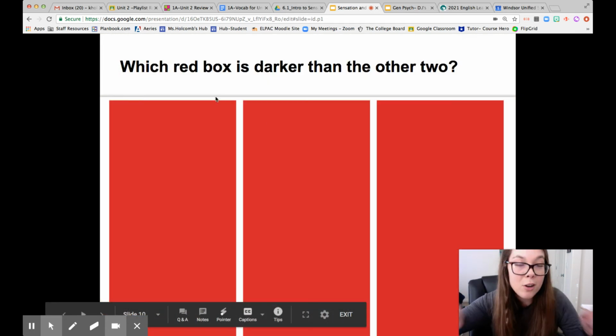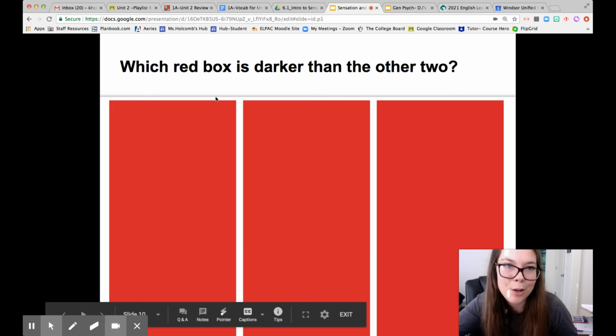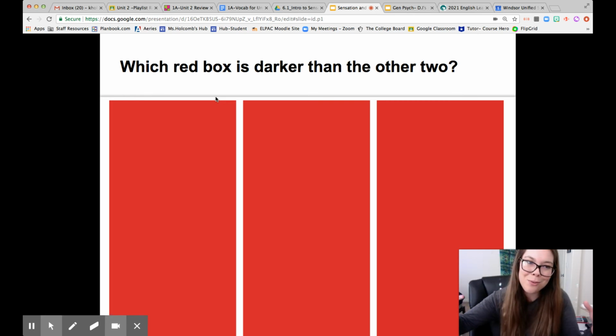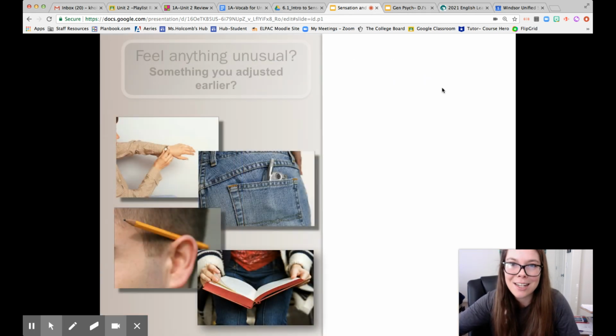So for example, it could be our vision too. Which red box is darker than the other two? I would have you stare at it for a long time. There's a just noticeable difference, and it is the far right box. So again, something else you would have done in class.